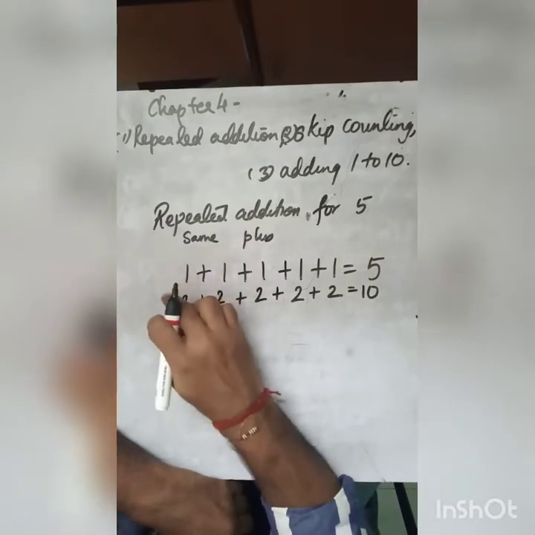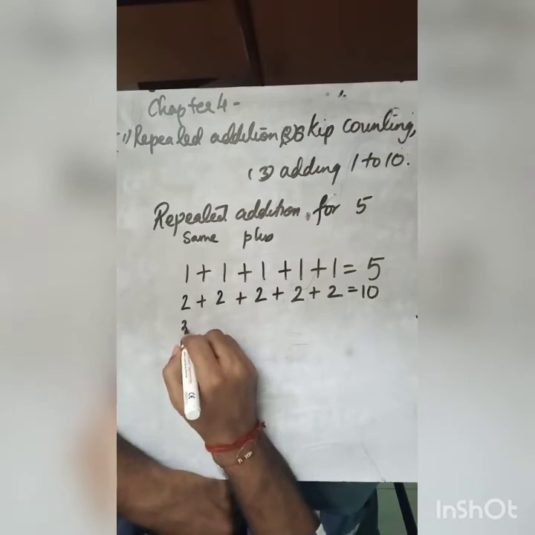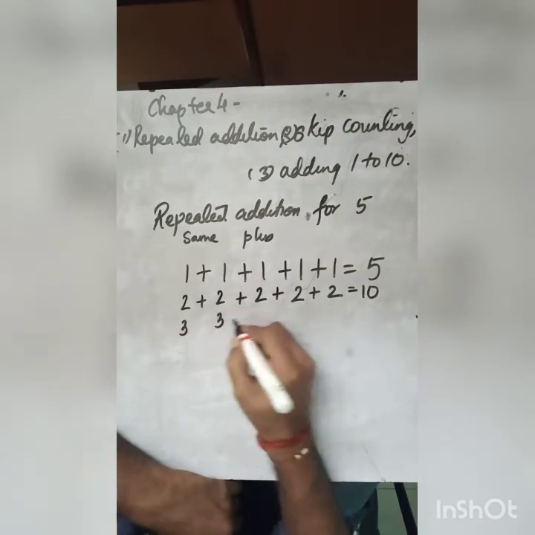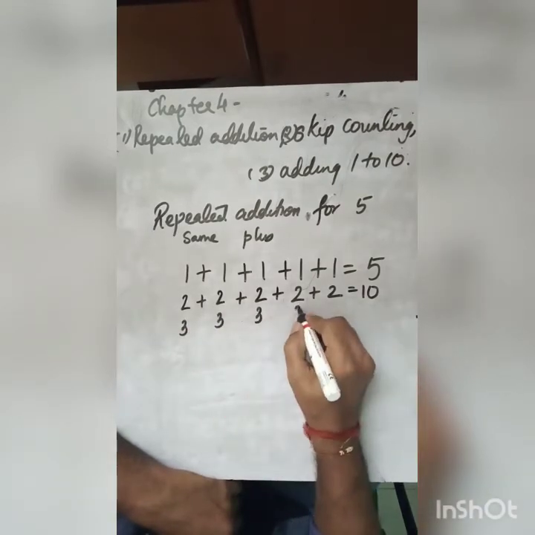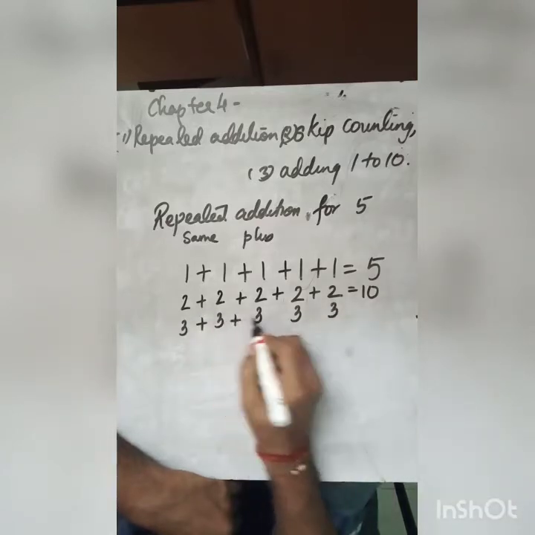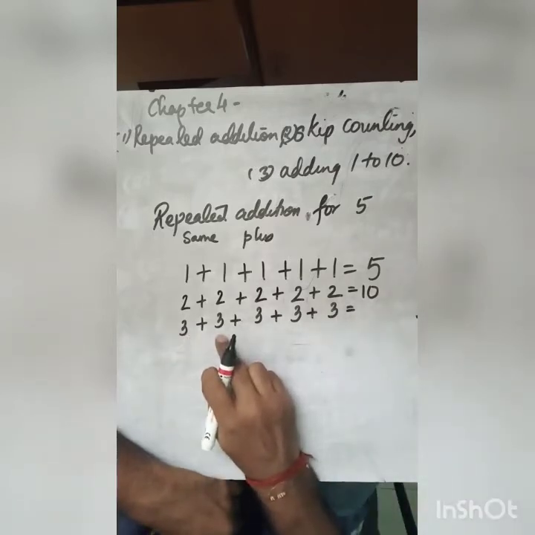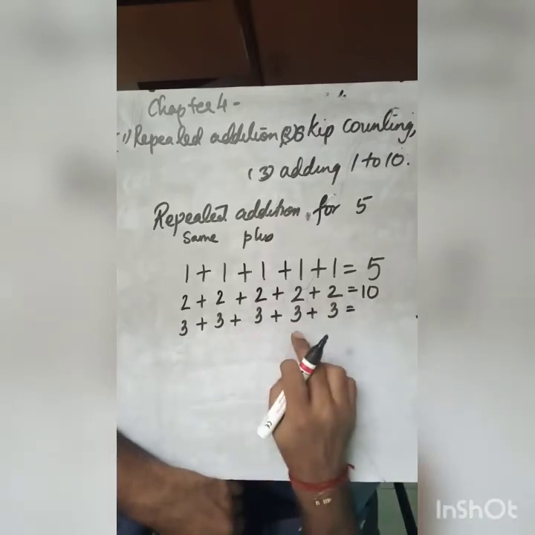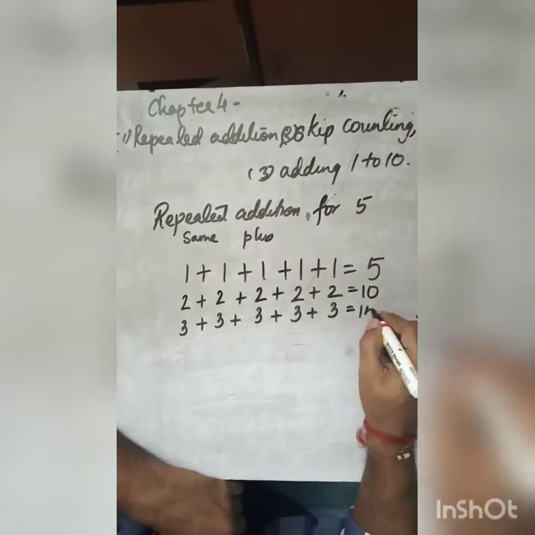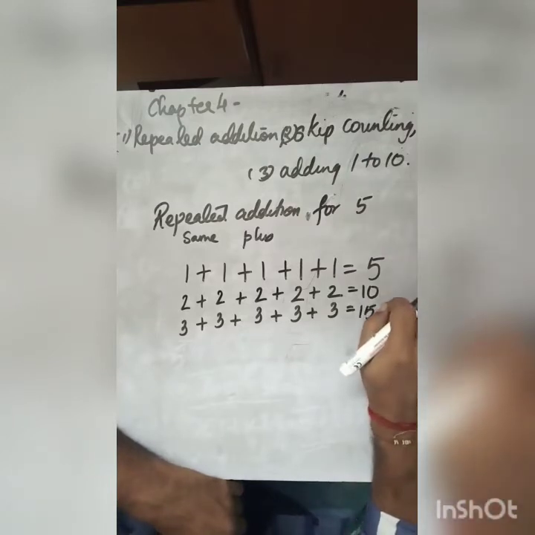Again, 1 ho gaya, 2 ho gaya. 2 ke baad next number kya hai? Chalo jaldi bolo. 2 ke baad next number kya hai? 3. To yahan pe bhi 3, 3, 3, 3, 3. Addition. So 3 plus 3, 6 plus 3, 9 plus 3, 12 plus 3, 15. Dekho, 5 ka table hai ke nahi? 5 1s are 5, 5 2s are 10, 5 3s are 15.